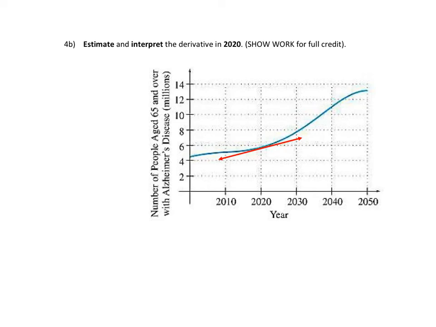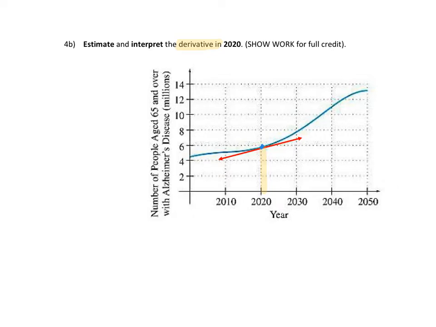This is some problems off the practice test for the Chapter 11 test. We're beginning here with problem 4B, and what we're asked to do in problem 4B is find the derivative and interpret that derivative in the year 2020. And the derivative is the slope of the tangent line. So what we need is, first of all, we need to figure out the point of tangency, which would be that little blue point right there.